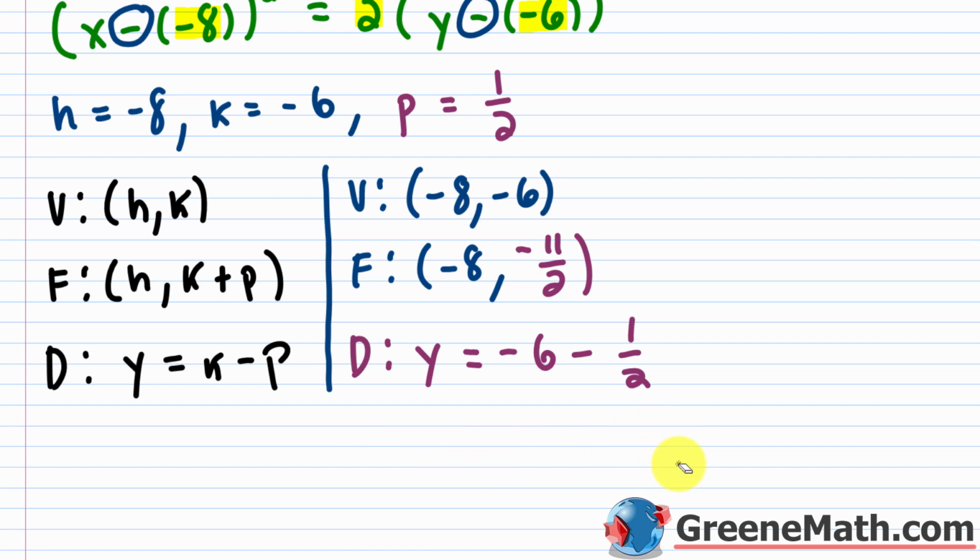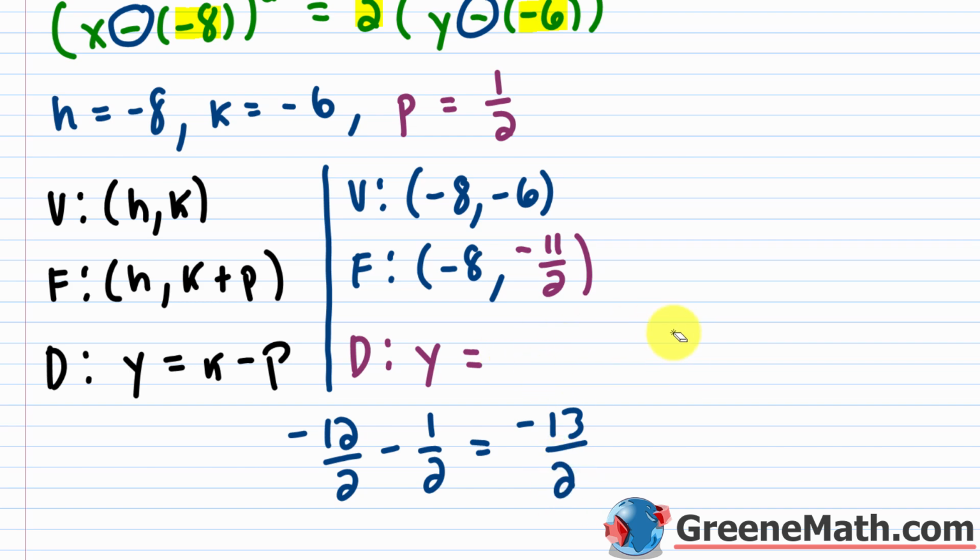You'll see that when we go to the graph. If you want to work with fractions, again, you could write -6 as -12 over 2, and then you subtract away 1/2. So this becomes -12 minus 1, that's -13, over the common denominator of 2. So you can write the directrix as y equals -13 over 2.